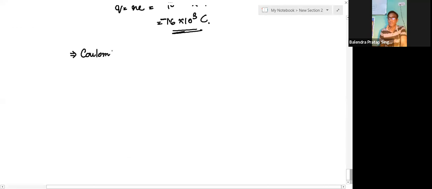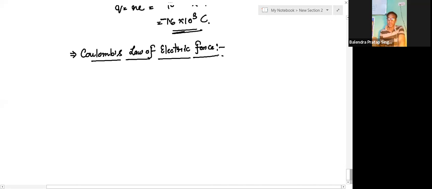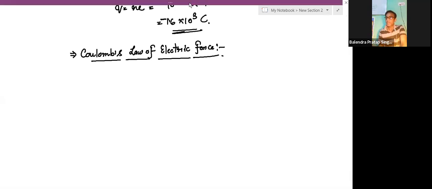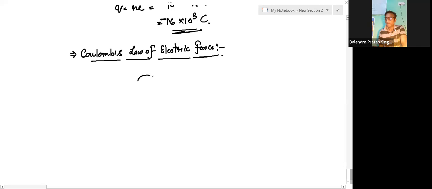Coulomb's law of electric force. Okay, so this Coulomb's law of electric force is the same as Newton's law of universal gravitation. For example, if I consider two massive bodies, a body of mass m1 and a body of mass m2, and they are apart from each other by a distance small r.